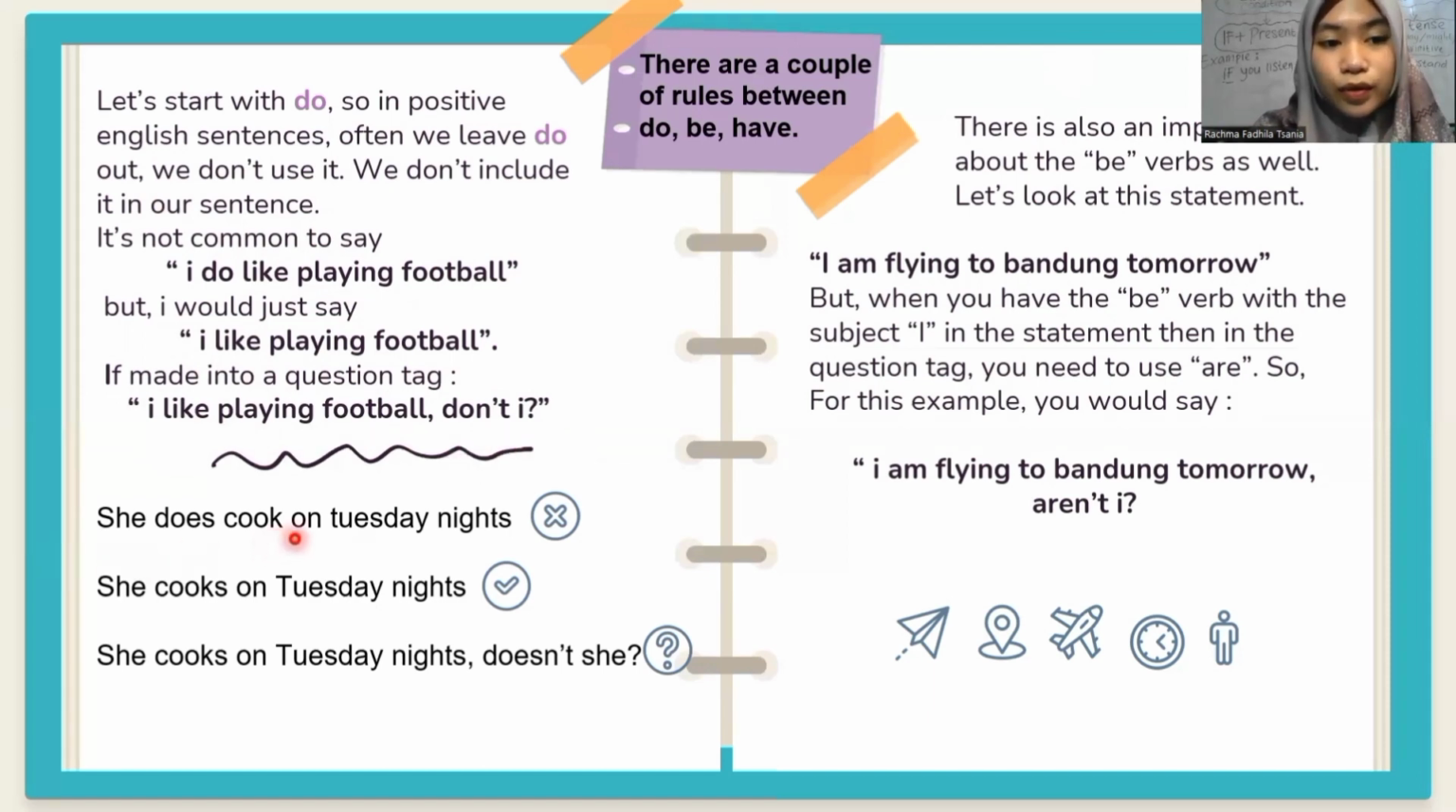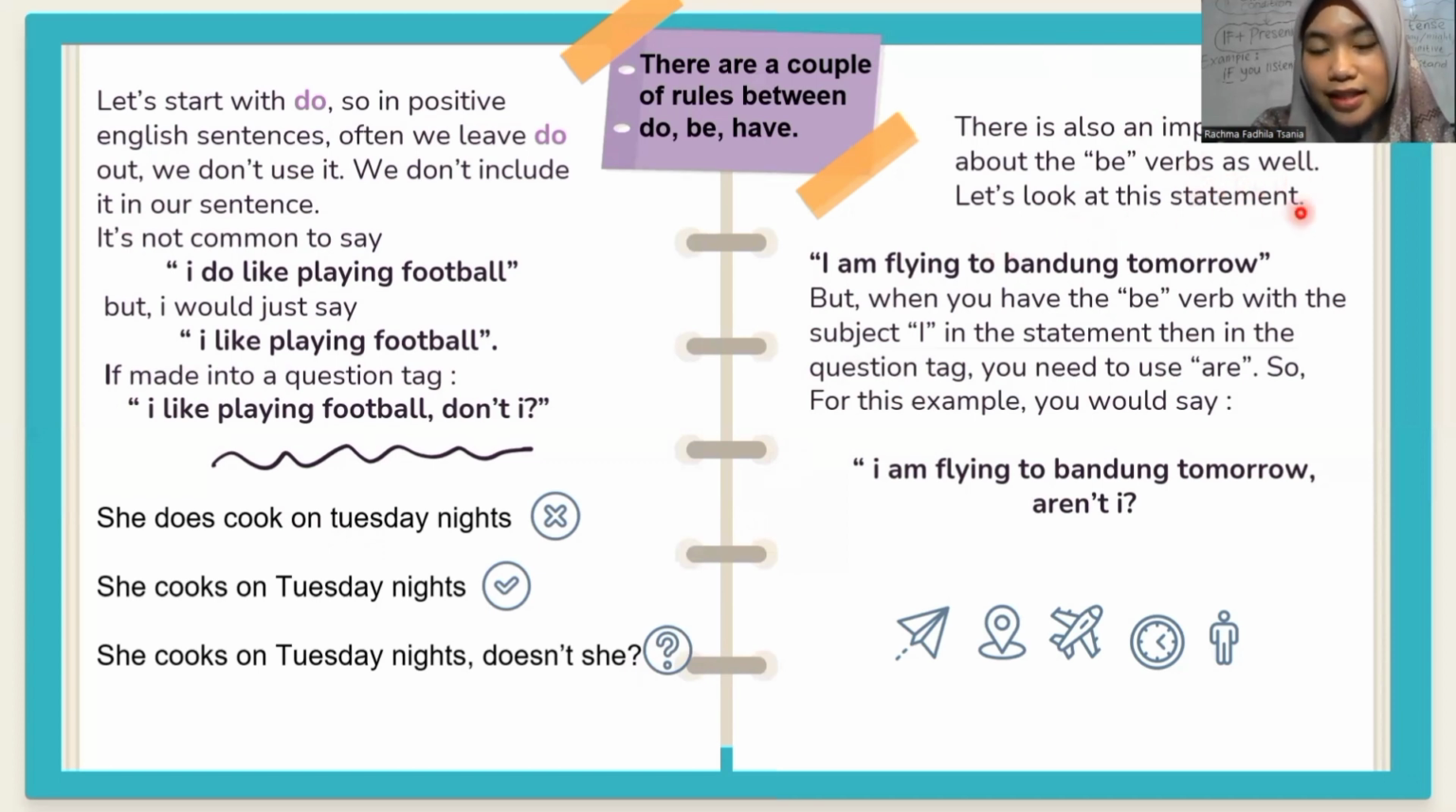She cooks on Tuesday night, doesn't she? Positive statement followed by negative question tag. There's also an important rule about the be verbs as well.